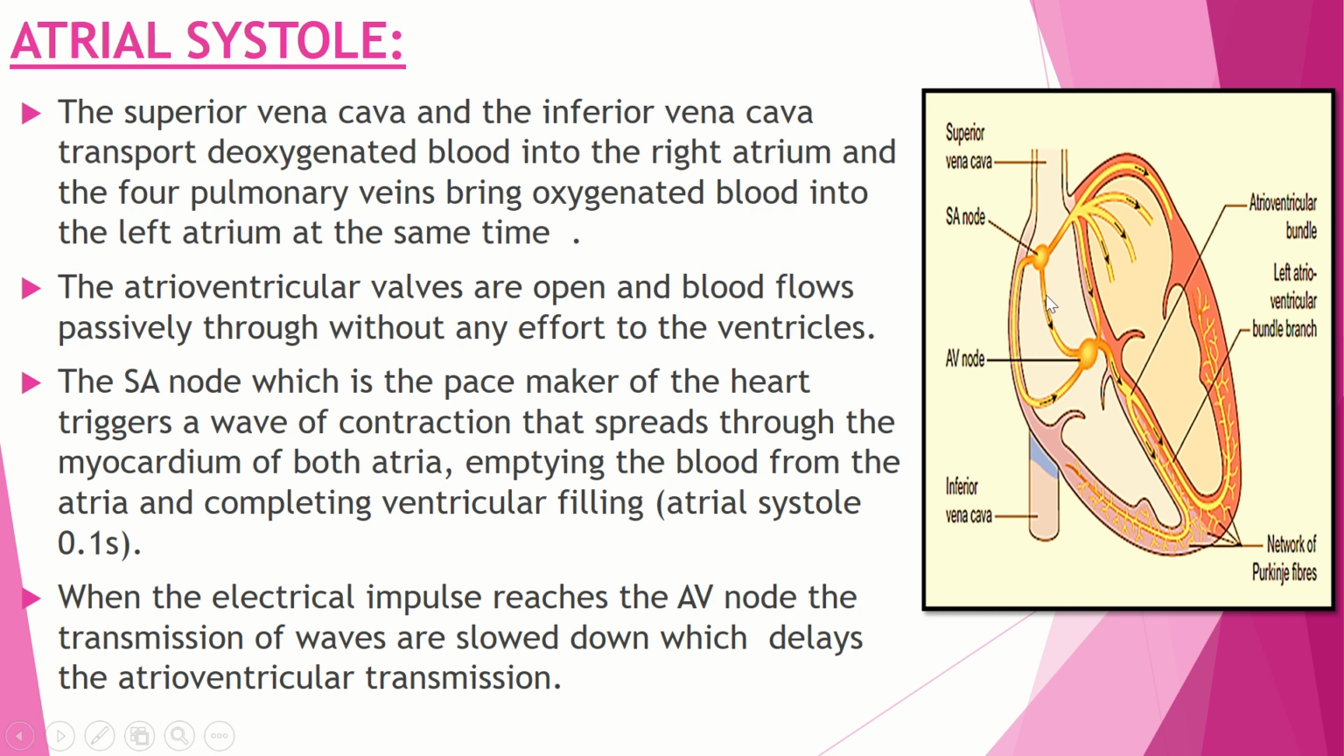From the AV node, this is being transmitted. All the electrical signals are being transmitted to this AV node. So there is a small delay in this. We'll next see why that delay is there. This is a simple atrial systole which takes place in about 0.1 second, and it is the contraction of the atrium. That is a simple thing about atrial systole.